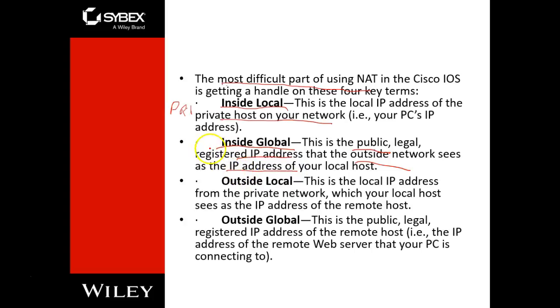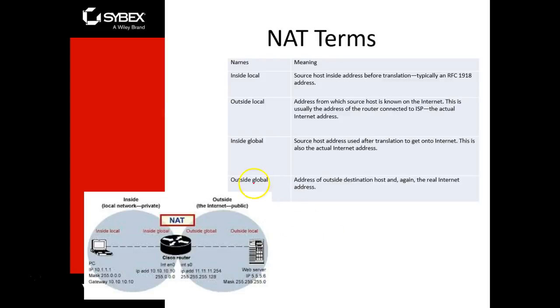of your local host. So it's going to be the one it's going to be NATed to. The outside local is the local IP address from the private network, which your local host sees as the IP address, and then the outside global is the public registered address of the remote host. And these terms just drive me batty.